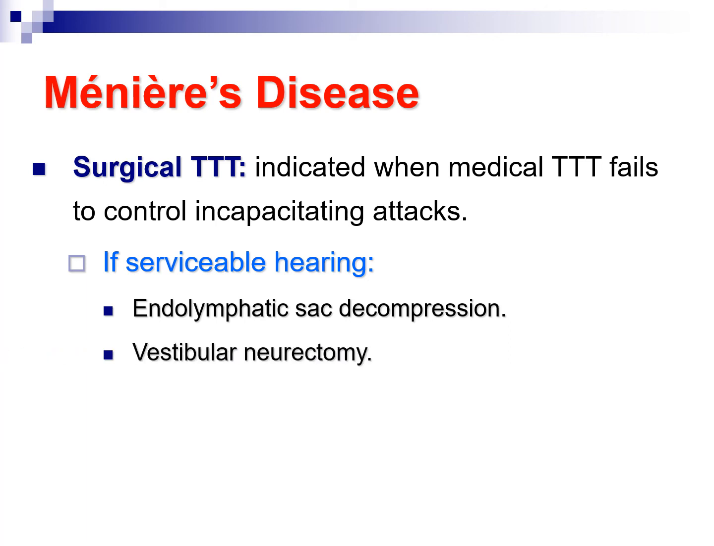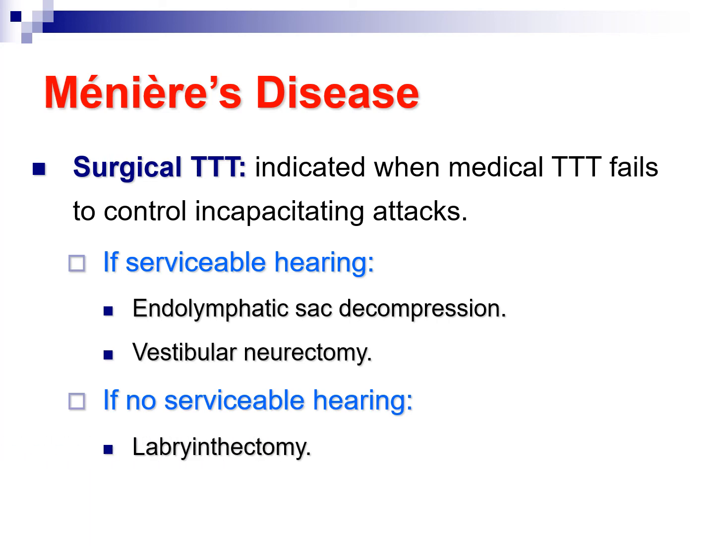The second operation is what we call vestibular neurectomy, in which we identify the vestibular nerve from the cochlear nerve, and we cut the nerve on one side or both sides. If the patient has unserviceable hearing, meaning there is no residual hearing, then we do a labyrinthectomy operation, which is surgical destruction of the labyrinth, or chemical destruction of the labyrinth using local gentamicin or systemic streptomycin.